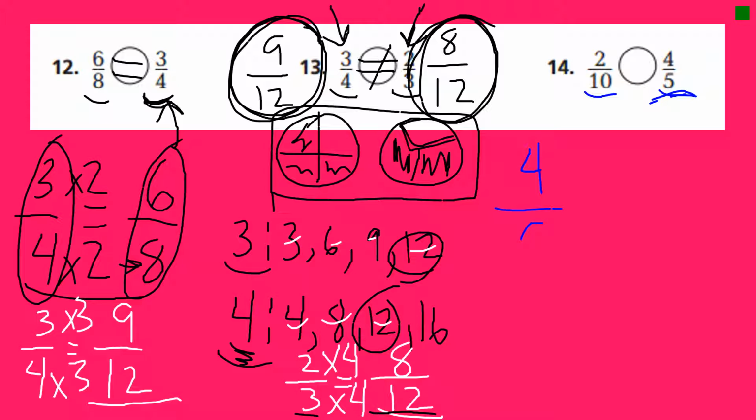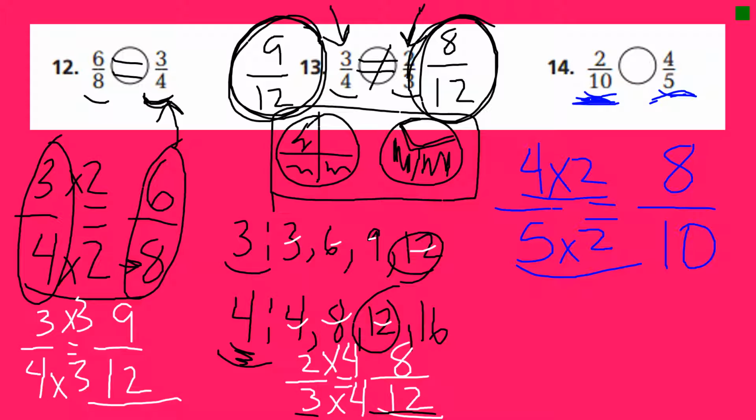So I know that 4/5 can be an equivalent fraction that has 10 in the denominator. Because there's my beautiful 10 right there, right? What am I thinking? 5 times 2 is 10. What do I do to that 4? Multiply it by 2. 4 times 2 is 8. Okay? So I know that 4/5 is equivalent to 8/10. Is 2/10 equivalent to 8/10? No way.